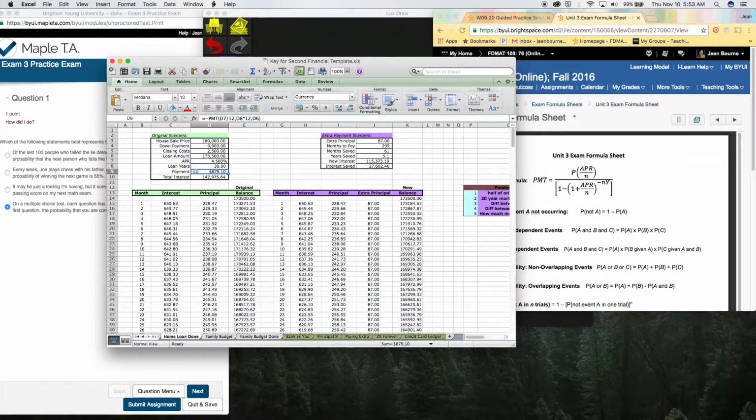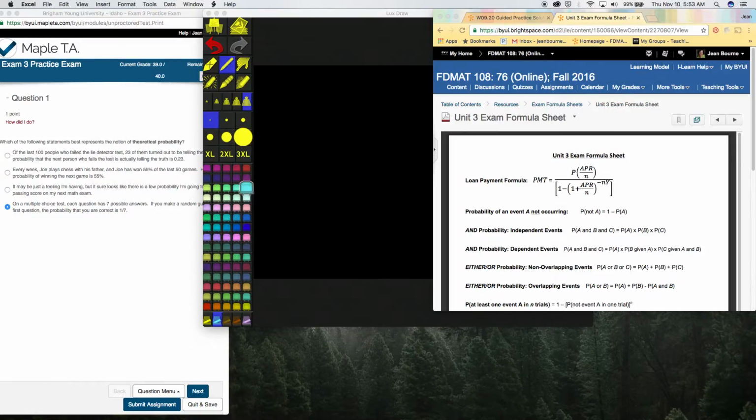You want to make sure that they're set up correctly. So right in here where it says payment, you want to make sure it has this payment formula in there and not just a number, or else it won't calculate correctly. So we'll be bringing that out in just a second.